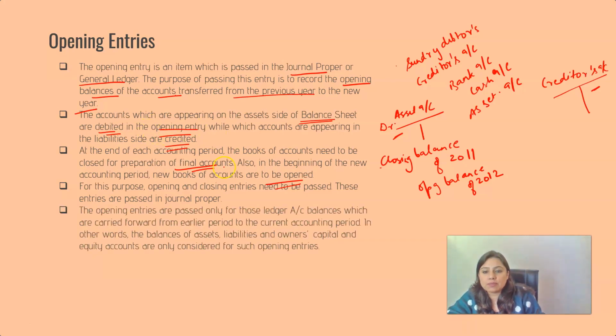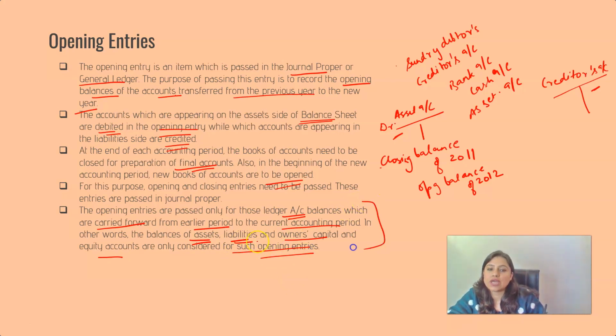The opening entries are passed only for those ledger account balances which are carried forward from the earlier period to the current accounting period. In other words, the balances of assets, liabilities, owner's capital and equity accounts are the only ones considered for such opening entries. For instance, if we have sold a particular asset in the previous year, there will be a nil balance of that asset, and thus it would not be carried forward to the current accounting period, as that asset has been sold in the previous year itself.